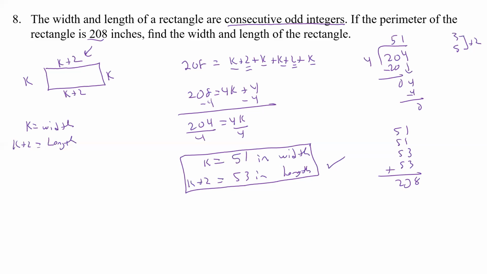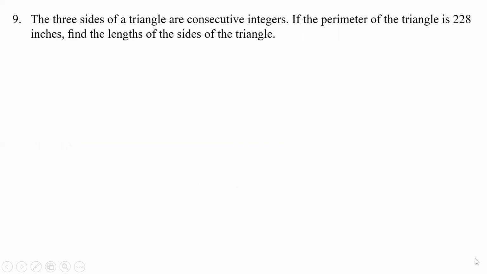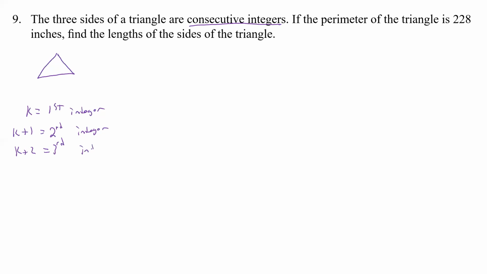All right. So let's go on. Now we have consecutive integers. So we've done consecutive odd, consecutive even, and now we're doing consecutive integers. And what does that mean? That means 1, 2, 3, 4, those are consecutive, okay? So if we have a triangle again, let's say k is equal to the first integer, then k plus 1 is equal to the second integer, and then k plus 2 is going to be equal to the third integer.